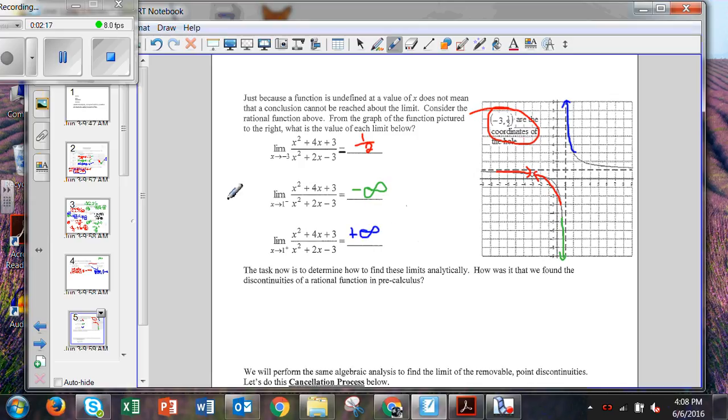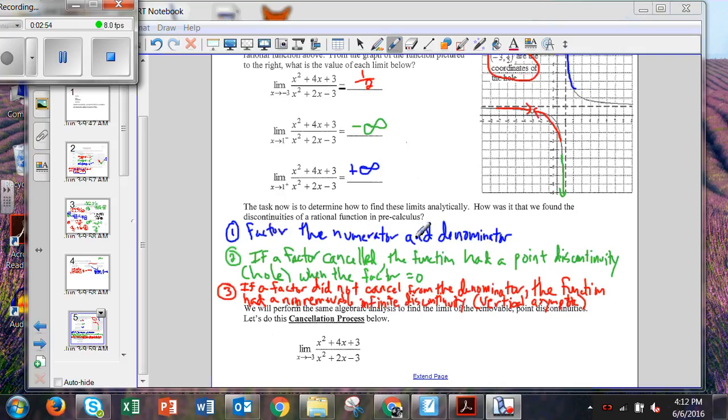The task now is to determine how to find these limits analytically. How was it that we found the discontinuities of a rational function in pre-calculus? The first thing we did is we factored the numerator and denominator. If a factor canceled, then the function had a point discontinuity when the factor was 0, because in the original function it couldn't exist. That's where the holes occur. And if a factor did not cancel from the denominator, then the function had a non-removable infinite discontinuity, which we know as a vertical asymptote. Let me write those down for you. Those are what we discussed.